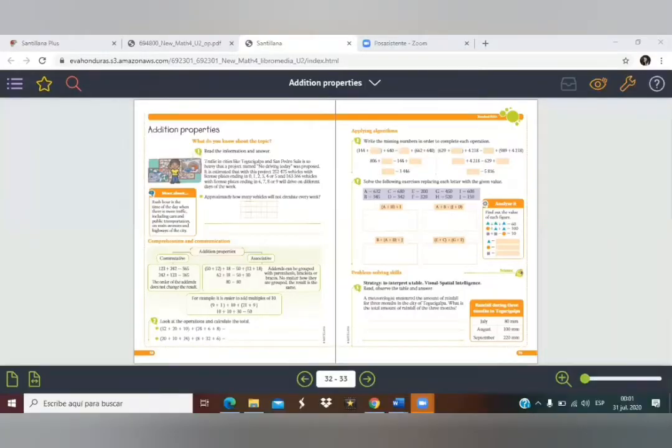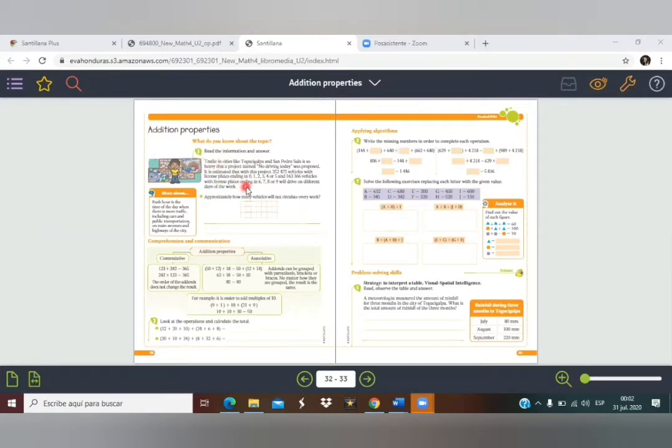Okay, boys and girls, go to page number 32 and 33. As I said before at the beginning of the video and in the last class, the topic is addition properties. As you can see here, we have a picture with a boy and an example of a type of addition. The first exercise says, read the information and answer.